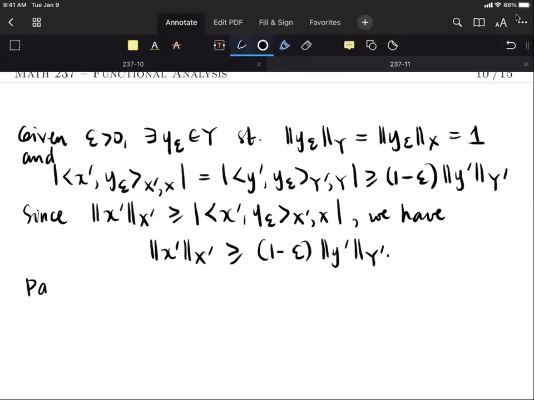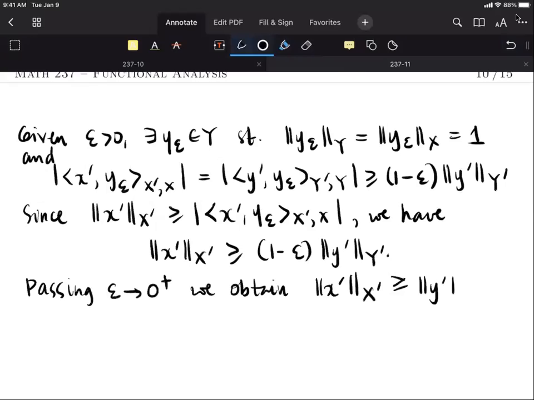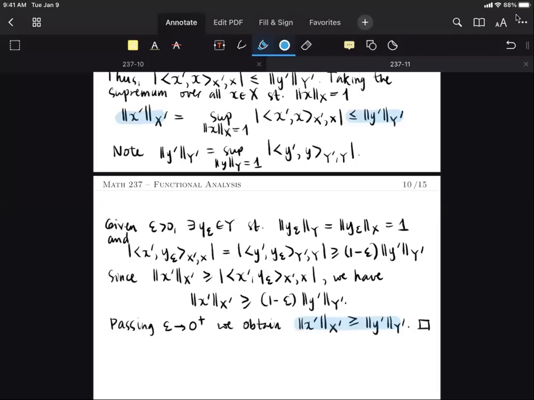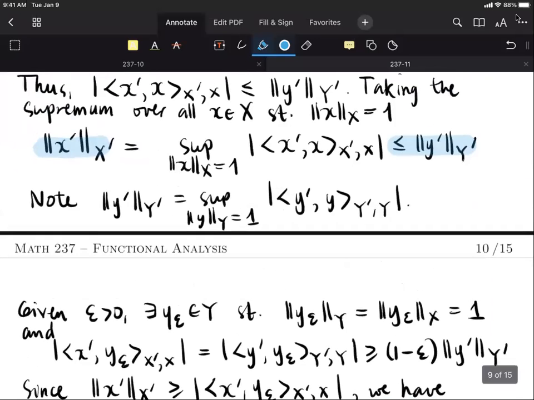And now we can obtain the reverse inequality by passing epsilon to 0 from the right to obtain the dual norm of x prime is greater or equal to the dual norm of y prime. And this establishes the reverse inequality. Okay. And therefore, the norm of x prime is equal to the norm of y prime. Hence, we have extended y prime into x prime, having the same norm.